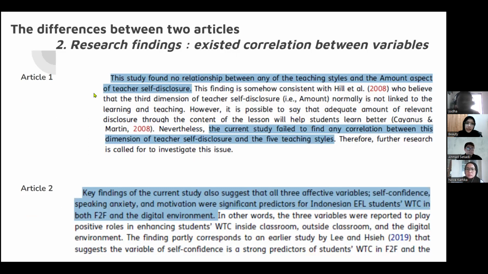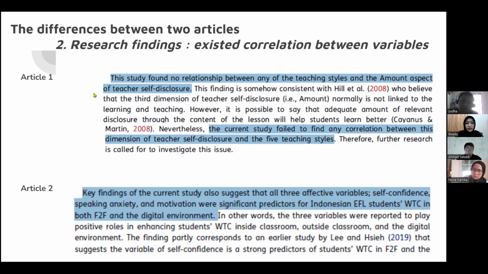And for the second difference, it is the research findings. In the first article, the researcher found that there is no relationship between any of the teaching styles and the amount aspect of teacher self-disclosure. So it could be said that the findings do not find a relationship or correlation between the variables.